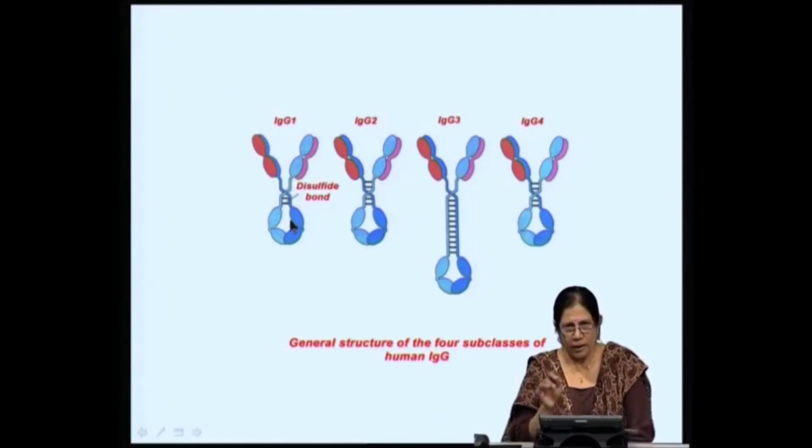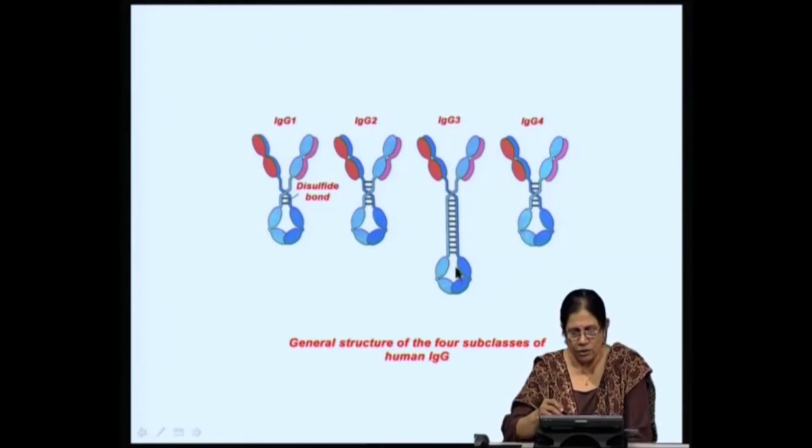Now, if you look at these 4, immediately you can see IgG 3 is different because it has a very long hinge region. Hinge region is that region which joins the constant domain 1 with the constant domain 2. Now, there can be as many as 13 disulfide bonds in the extended hinge region of IgG 3.